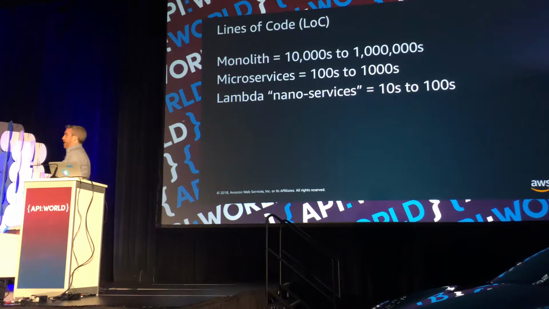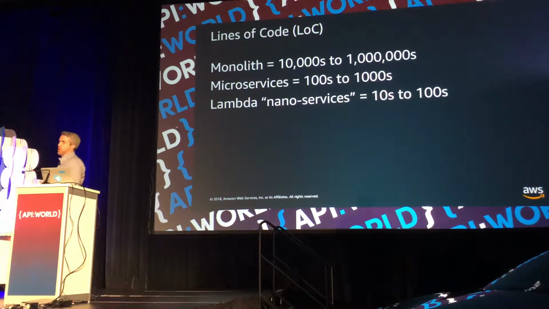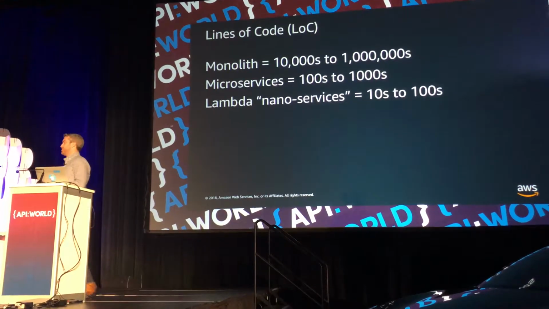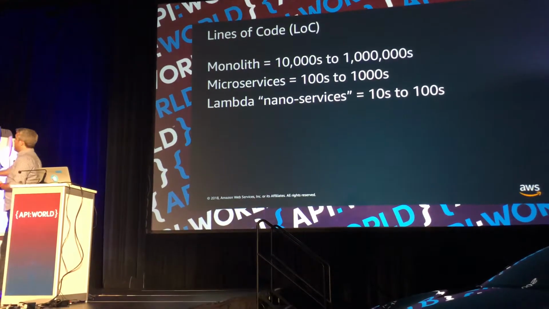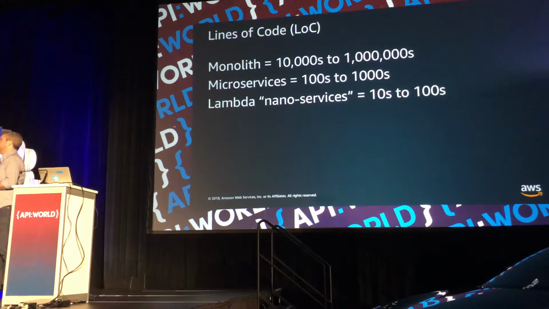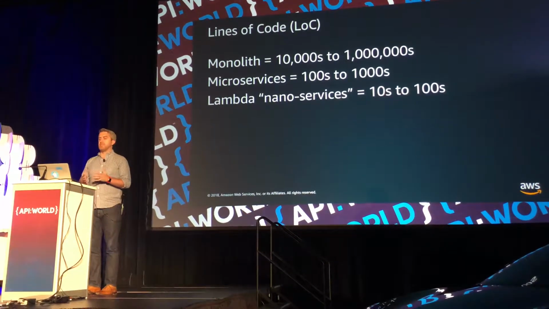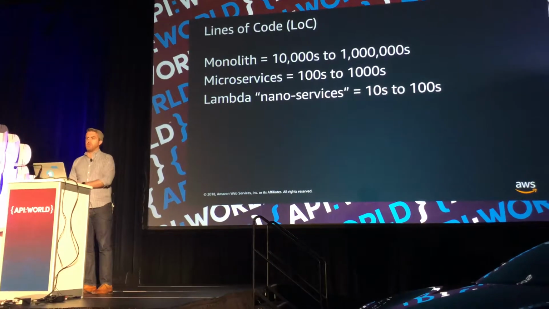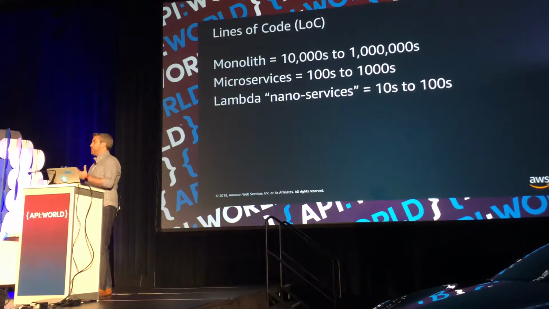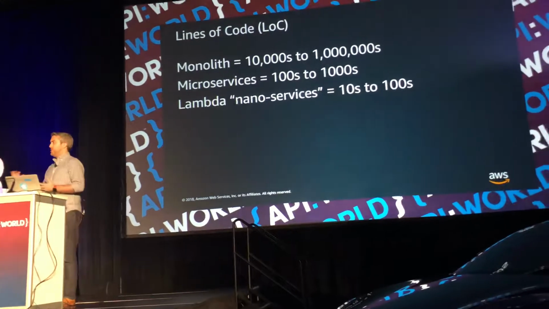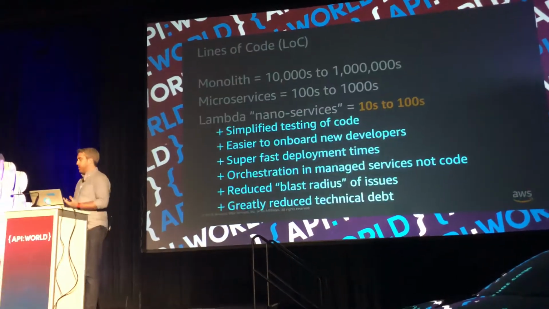Companies that have moved to microservices, companies like Gilt and Airbnb, and a number of others, when they talk about their microservices in terms of lines of code, it's typically in the hundreds, maybe even thousands. But with Lambda, we're seeing companies break those functions down to the tens to maybe hundreds of lines of code. This has a really huge impact on how you think about building applications and how your development organization works with them. Just a couple of benefits here.